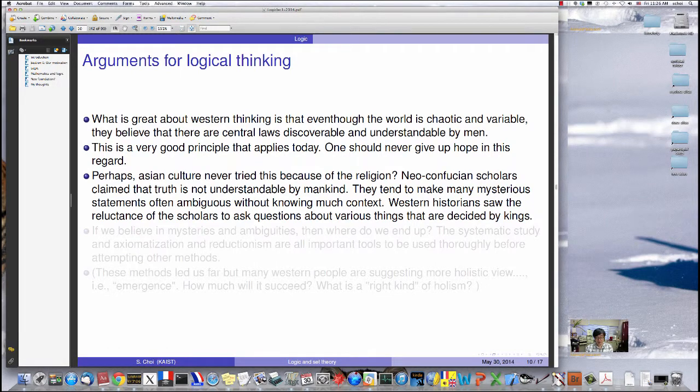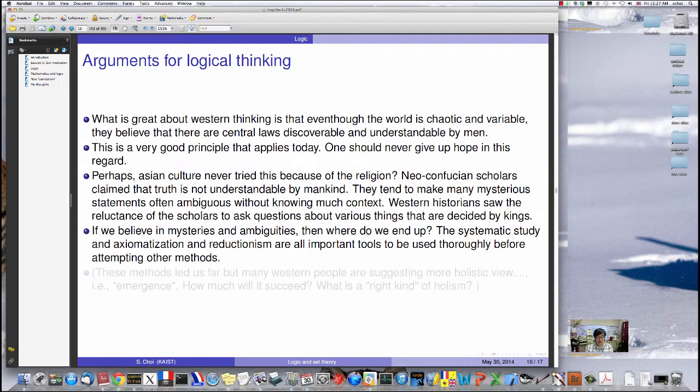Perhaps Asian culture never tried to do this because of religion. Neo-Confucian scholars claim that truth is not understandable by mankind. So they tend to make many mysterious statements, which are ambiguous without knowing much context. Western historians saw the reluctance of the scholars to ask questions about various things that are decided by kings. So they limited themselves very much. If we believe in mysteries and ambiguities, then where do we end up?